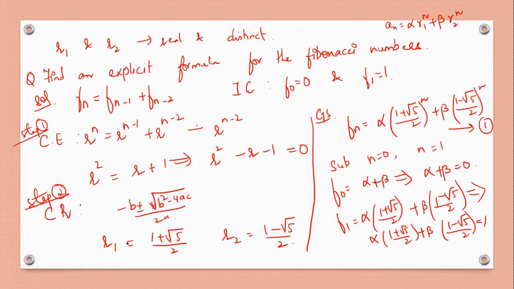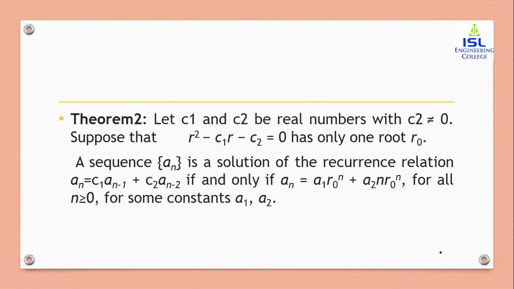Now after that, we have to solve these two equations. Let's name them equation 2 and 3. Solve 2 and 3 to find the values of alpha and beta. When we solve equations 2 and 3, we will get alpha = 1/√5 and beta = -1/√5.